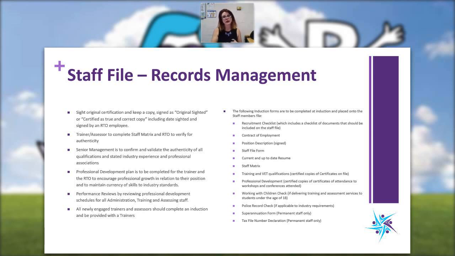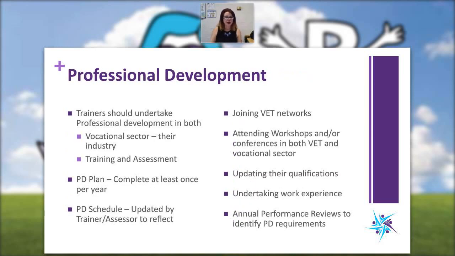If they're in an industry that requires a police record check, so for example, security officers, they're required to undertake a police record check. Your trainer or assessor who's delivering security should also have a completed police record check on their file as well. Childcare is the same, aged care is the same. If they're a permanent staff member, you should have a super form on file, same with tax file. Okay, so professional development.